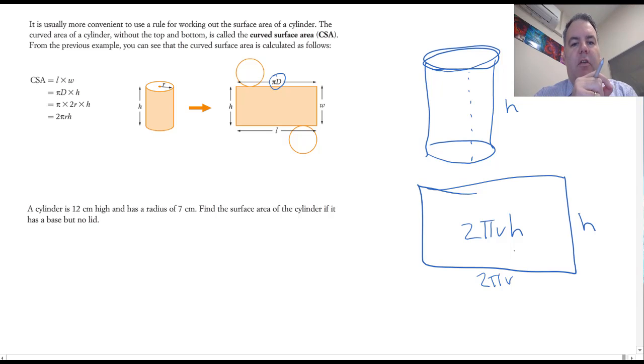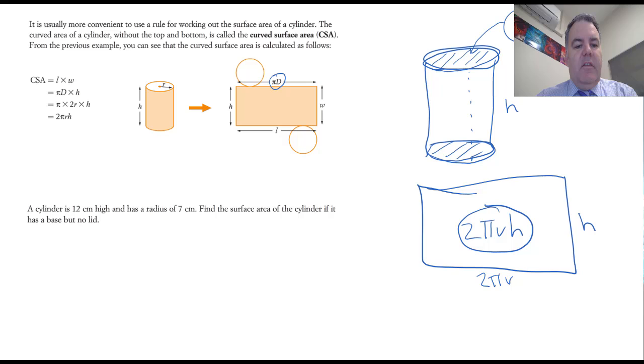Now whether the question asks you for a closed or open cylinder depends on the rest of the formula. We know that the area of the top is just the area of a circle, and that is pi r squared. So if we have a closed cylinder, you've got 2 pi r h for the curved bit, plus 2 lots of pi r squared, the top and the bottom. If you've got an open cylinder, it would be 2 pi r h plus 1 lot of pi r squared, because the cylinder's open at the top and you're just counting the bottom.